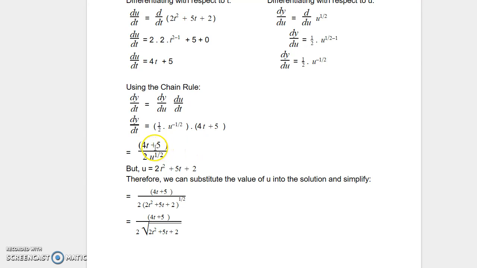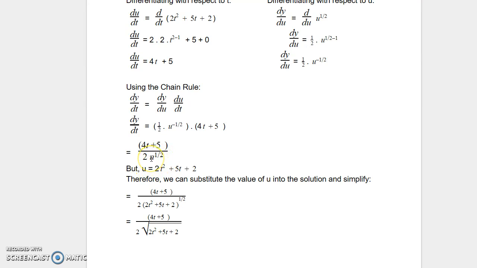So now we can put everything together. 4t plus 5 is in the numerator, and in the denominator we have 2. I am expressing u to the power of minus 1 half. When we bring it to the denominator, we can express it as a positive exponent, so therefore u to the power of minus 1 half will become u to the power of plus 1 half, like that. So now we have 4t plus 5 divided by 2 u to the power of 1 half, like that.